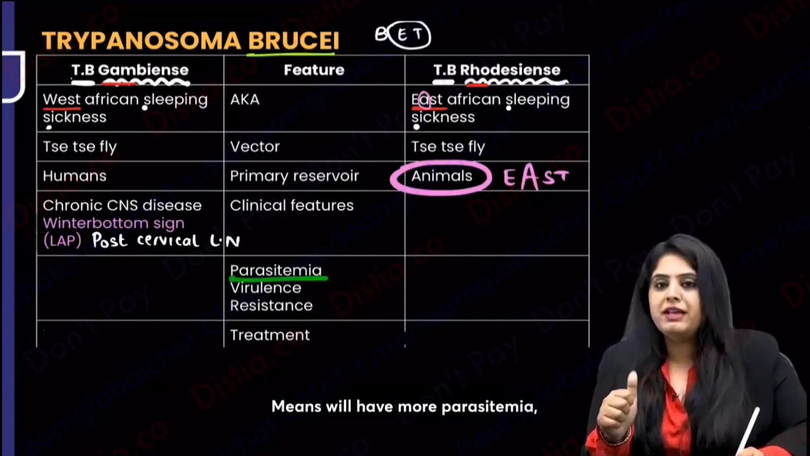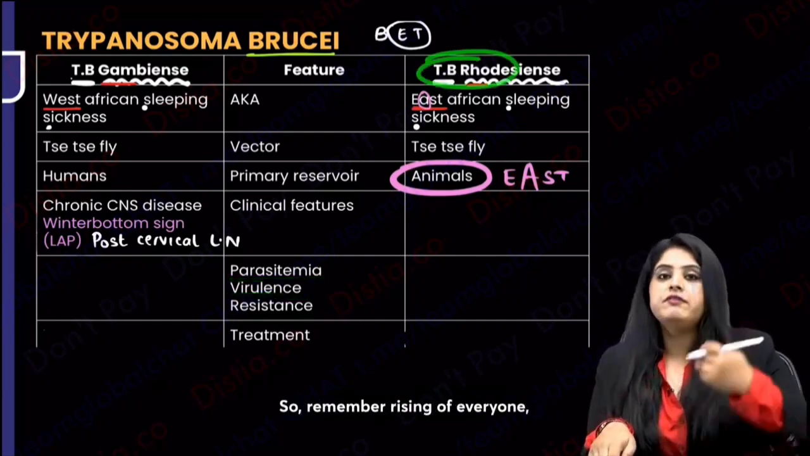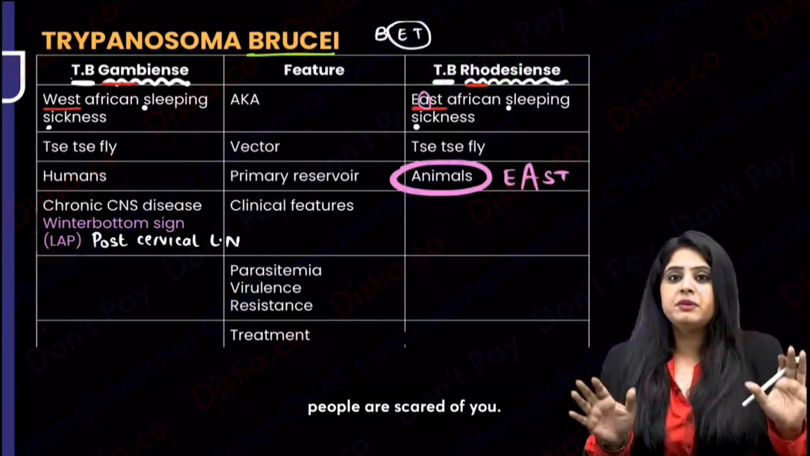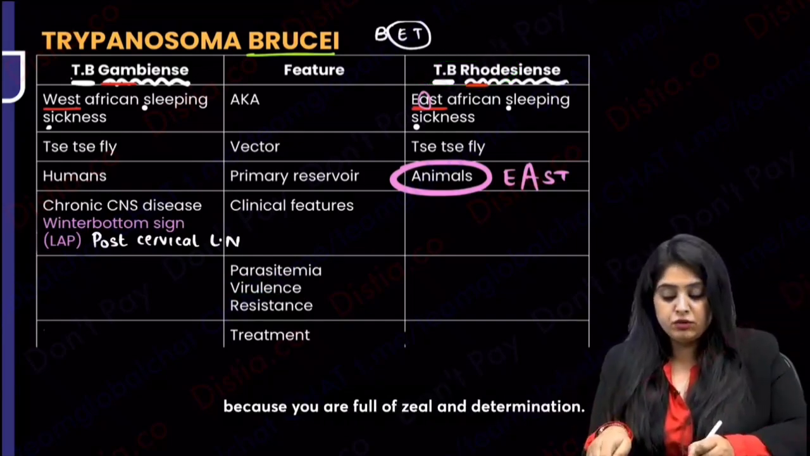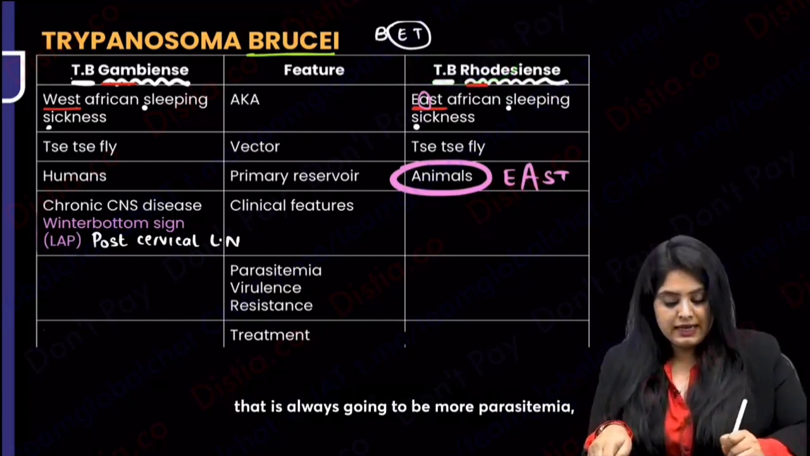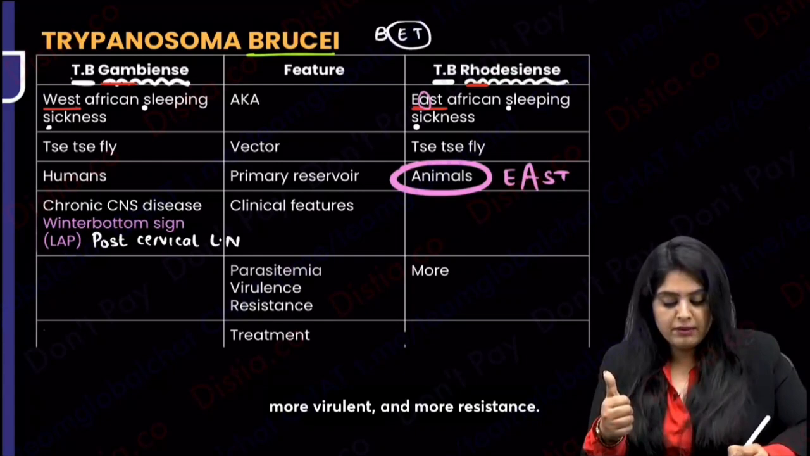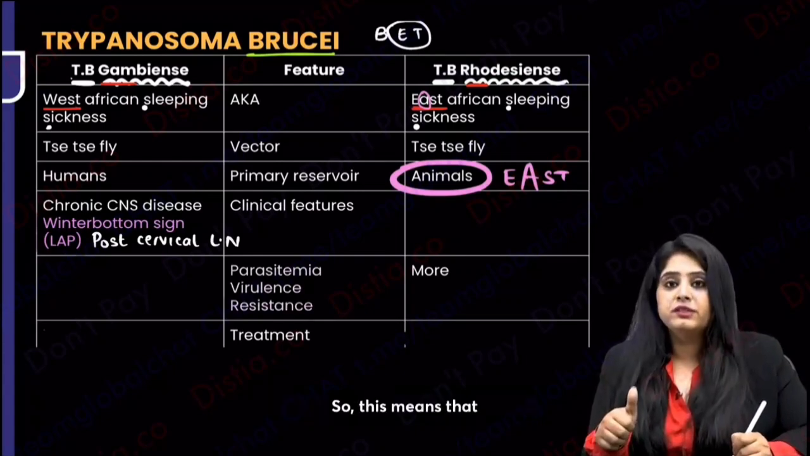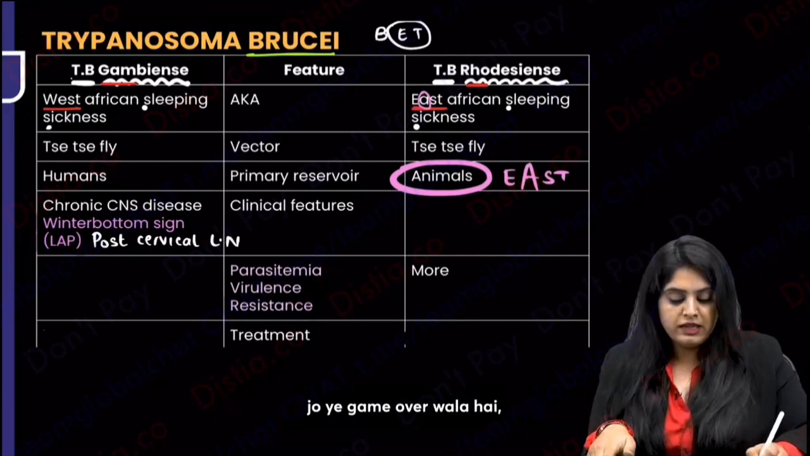Now, which of them is more dangerous? Means we'll have more parasitemia, more virulence, more resistance. So remember, rising of everyone is, when you're rising in life, people are scared of you. You are very dangerous because you're full of zeal and determination. So jo rising wala time hota hai na, that is always gonna be more parasitemic, more virulent and more resistant.